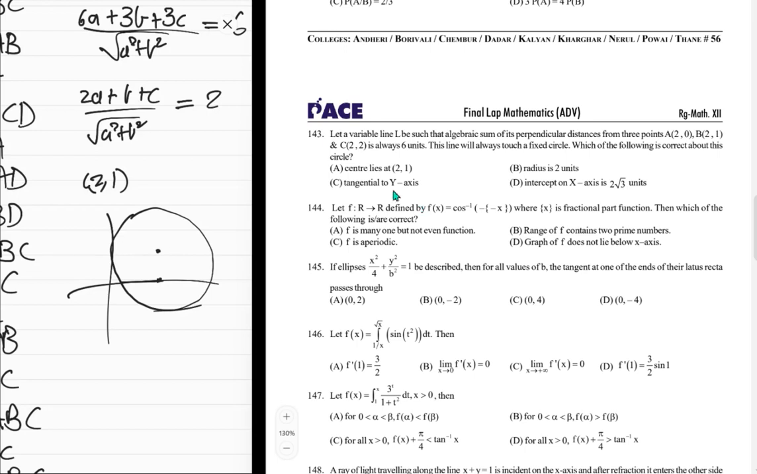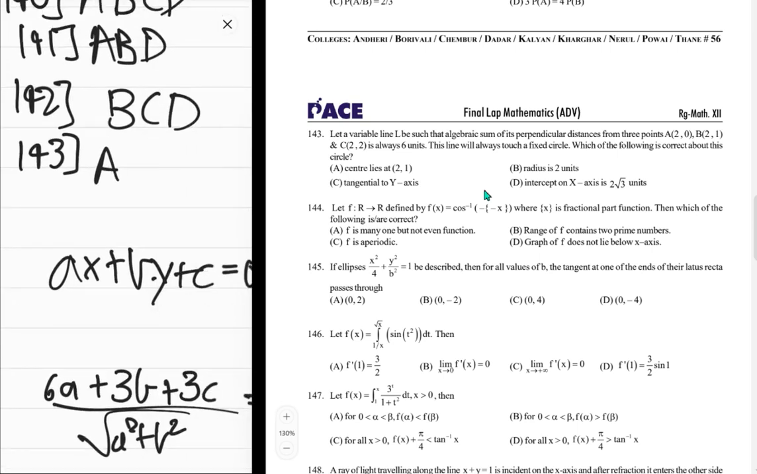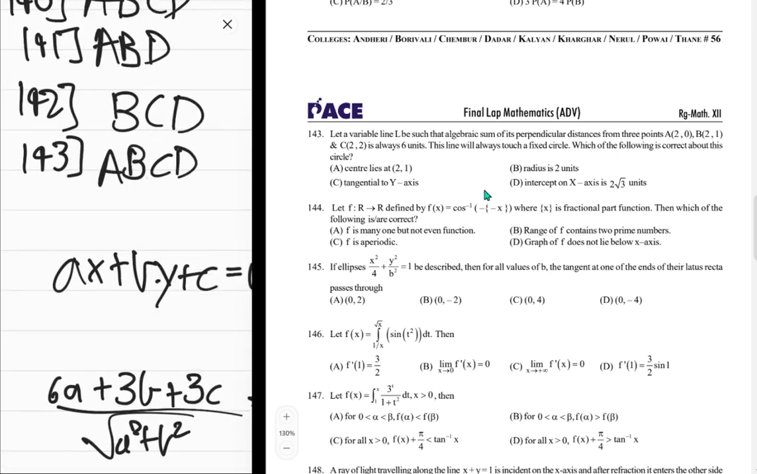So yes, a tangent is also just the y-axis. Tangential to the y-axis, very correct, because the x values are the same, right? Intercept on the x-axis is 2 square root 3 units. Look, this distance is 1 and this thing is 2, so this has to be square root 3. So yes, it's 2 square root 3. So D works, C works, all of them work. A, B, C, D.